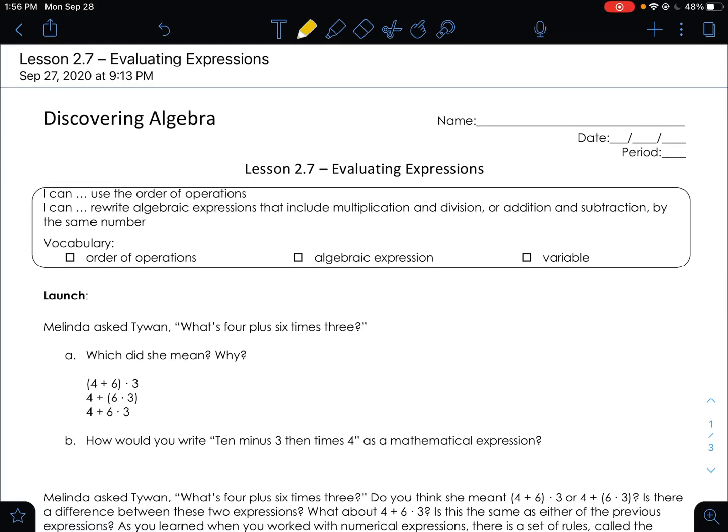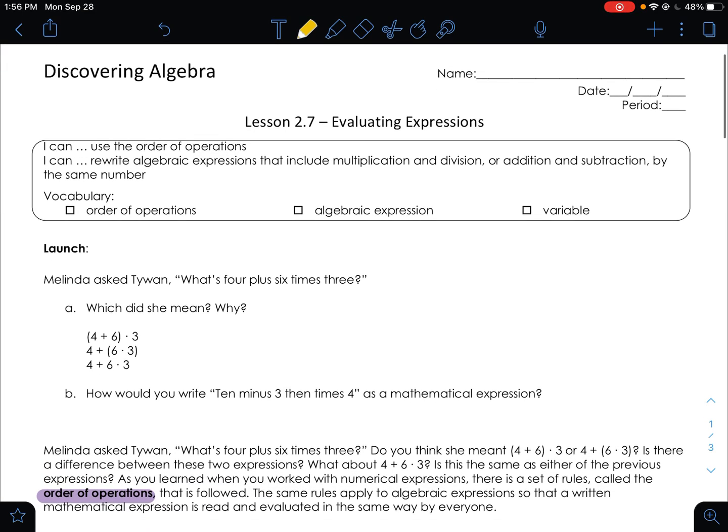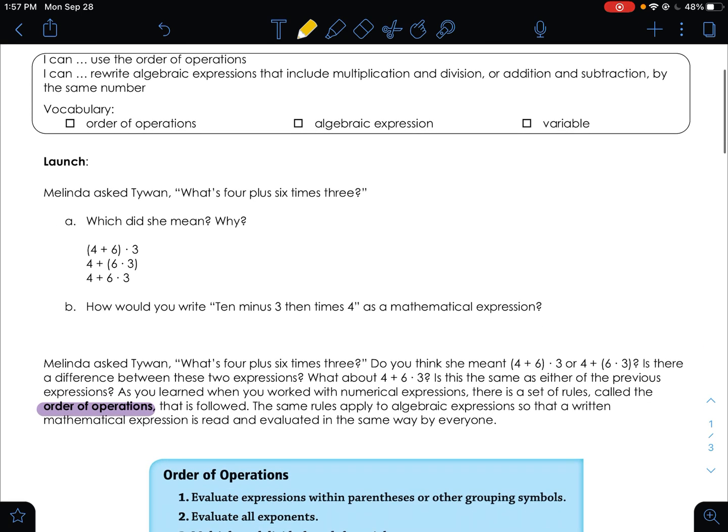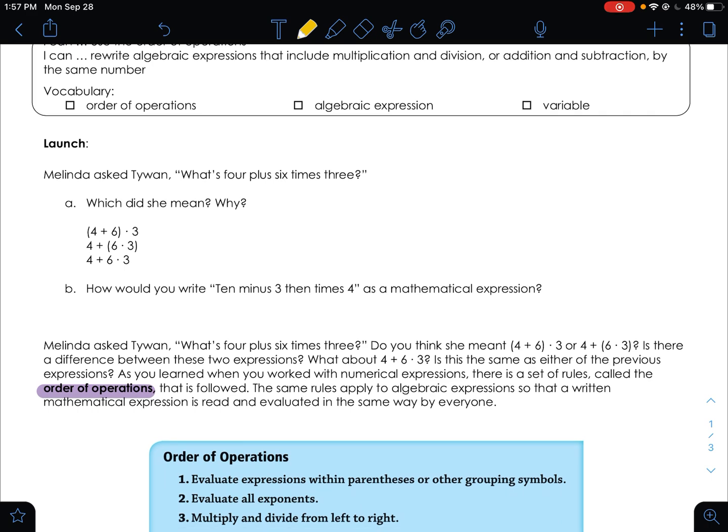So what we're going to look at in this video is how to evaluate expressions. The main things we're going to focus on are using the order of operations and rewriting algebraic expressions that include multiplication and division or addition and subtraction. We're going to start by looking at this warm-up. Go ahead and pause the video now to try the warm-up on your own.